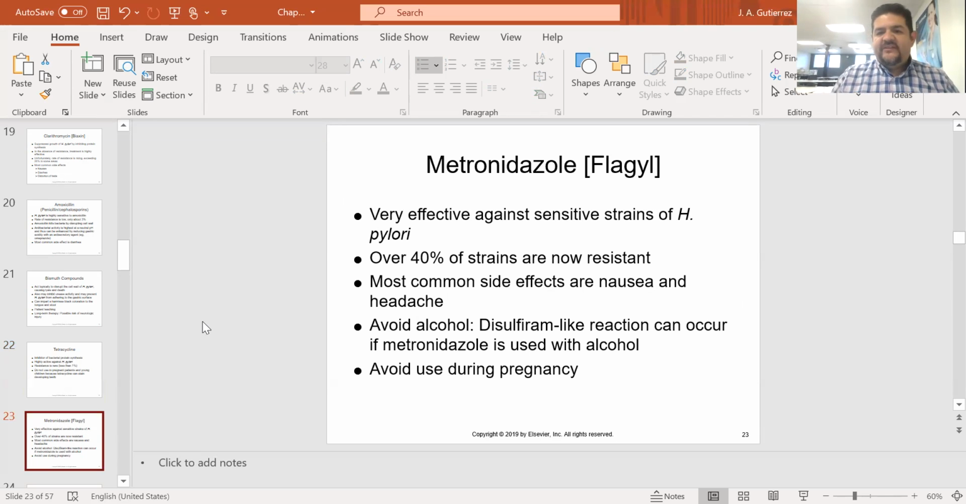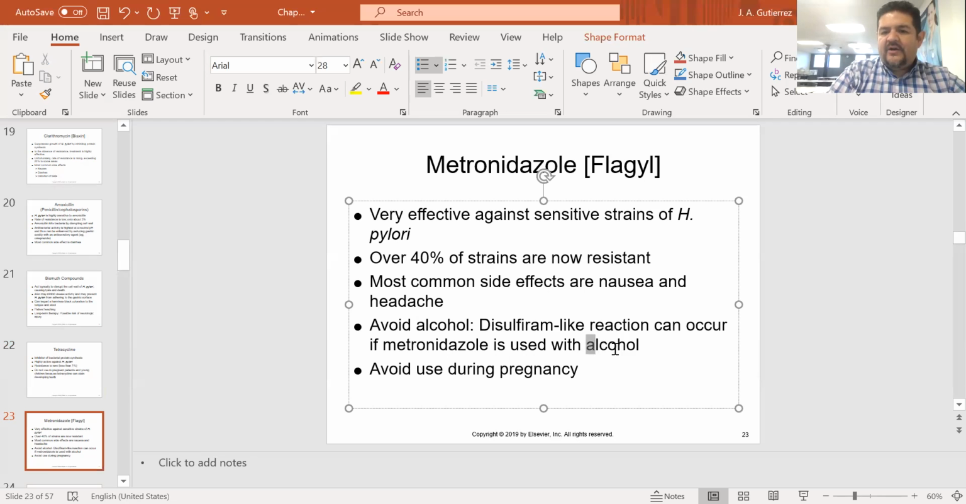And then we have metronidazole, Flagyl. Flagyl or metronidazole, some authors consider it an antibiotic. Other authors consider them an antiparasite. Some authors just say, you know what, screw it, it's both of them. It can kill bacteria, and it can kill parasites. So in this case, they can be used to kill a bacteria like H. pylori. The highlight regarding metronidazole is it cannot be mixed with alcohol.